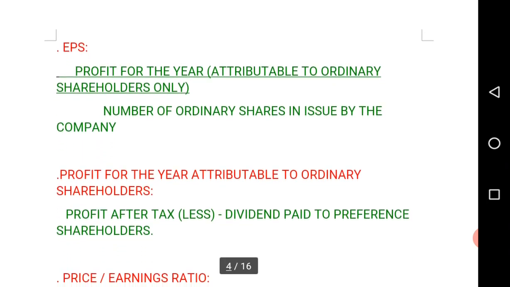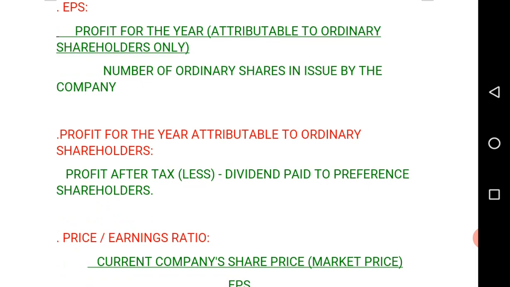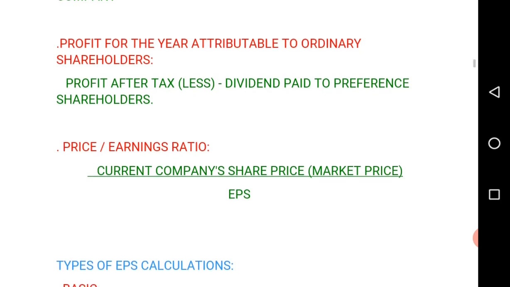And how do we get profit for the year attributable to ordinary shareholders? We've said it before: profit after tax less dividend paid to preference shareholders. So then we have the price earning ratio formula here. It says current company's share price, the current market price of shares that we've defined before, the price of the shares as at now, divided by the earnings per share, that is EPS.